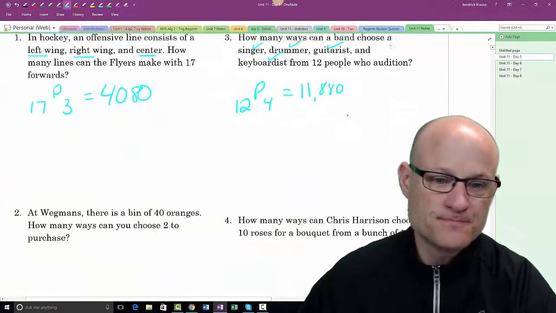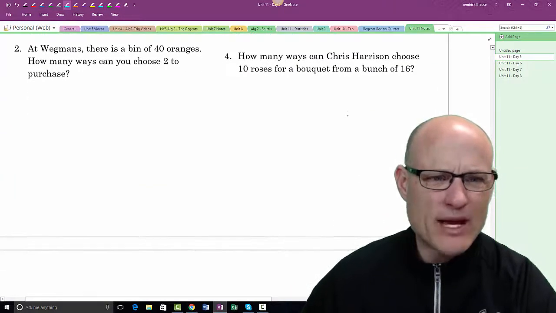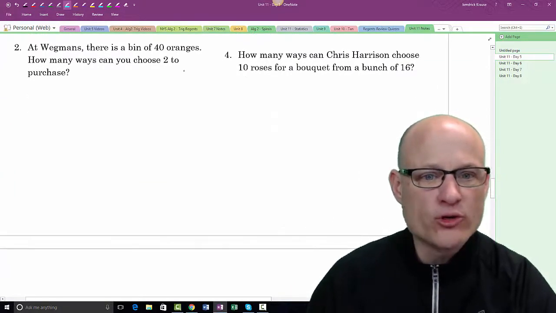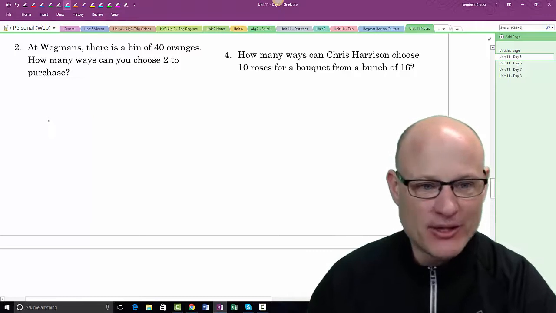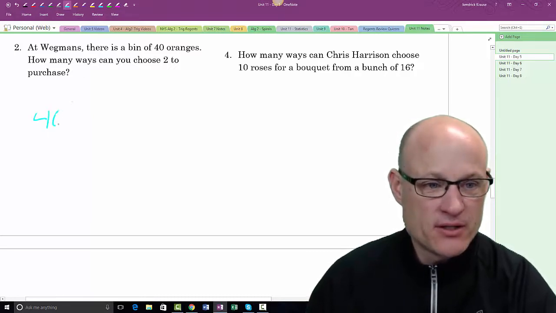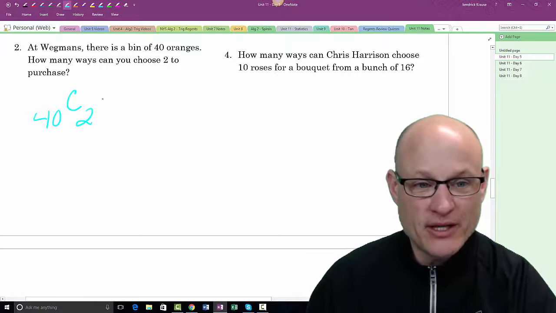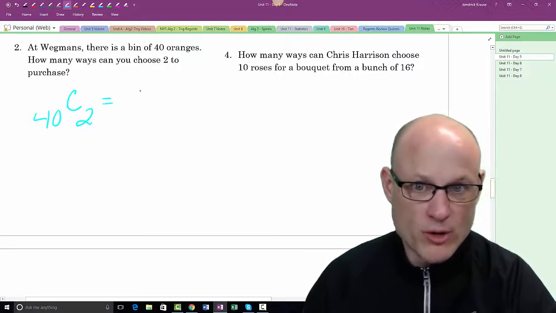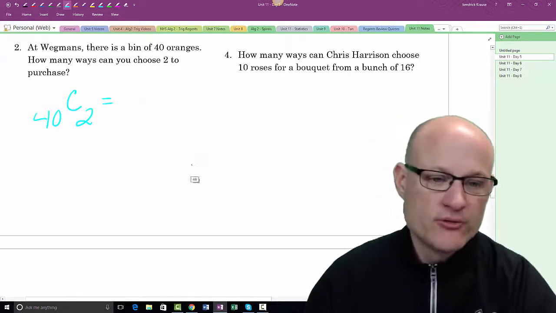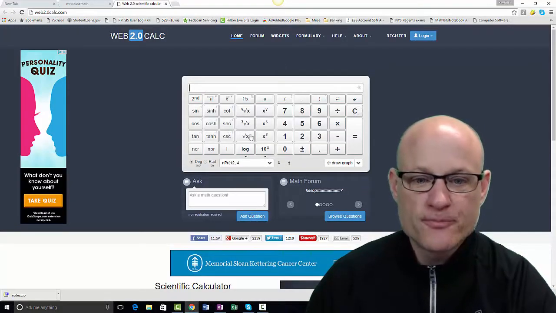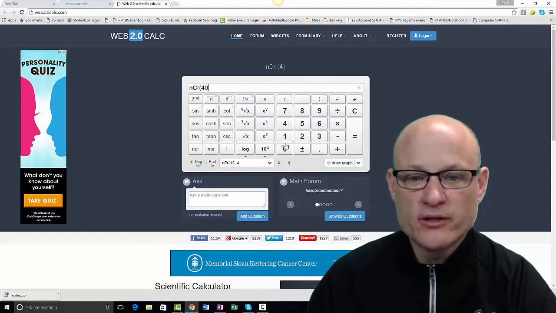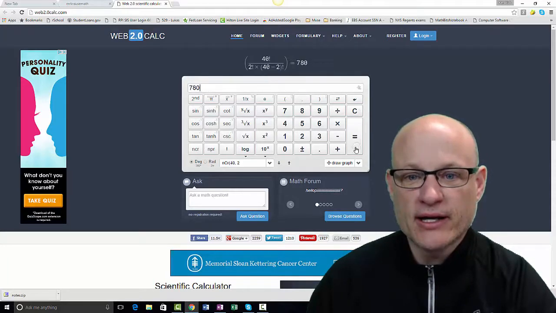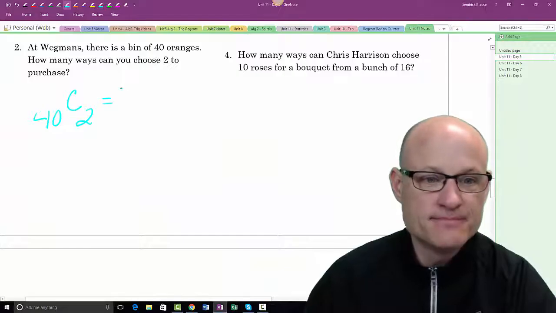11,880. Done. At Wegmans, there's a bin of 40 oranges. How many ways can you choose 2 to purchase? Well, I don't really care how I pick those oranges. There's 40 of them, and I'm going to choose 2 of them because it doesn't matter. I'm just going to have 2 oranges. So that's 40 choose 2. So I'll hit this, 40, comma 2, and I get 780.